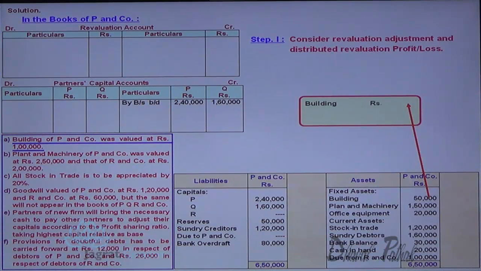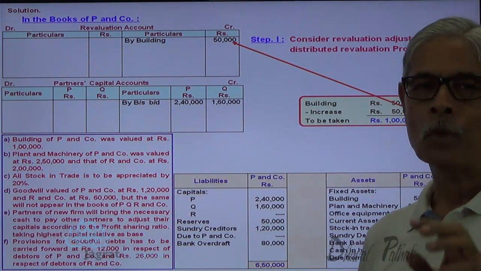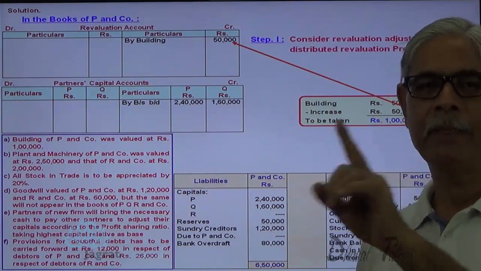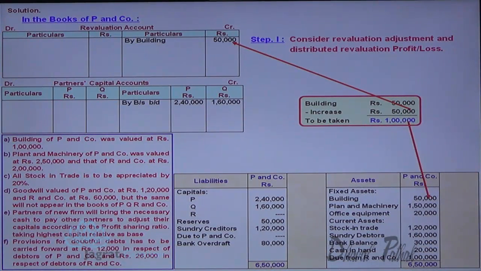Building, book value 50,000, revaluation made 1 lakh. Increase in the value of building is credited to revaluation account. So revaluation account is credited with 50,000. So what's the entry? Building account debit to revaluation account credit. So the value of building in my balance sheet will become now 1 lakh. So I make this 1 lakh value with red color.